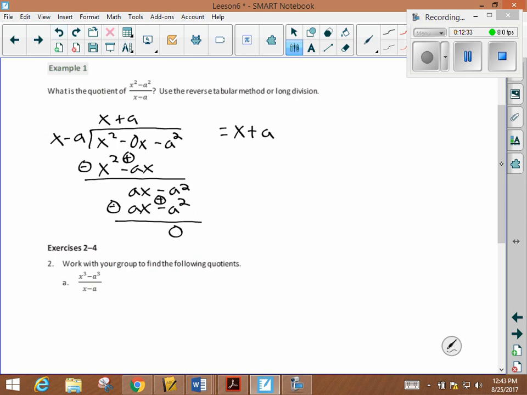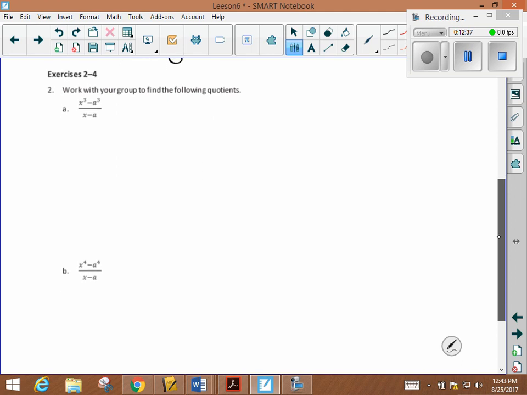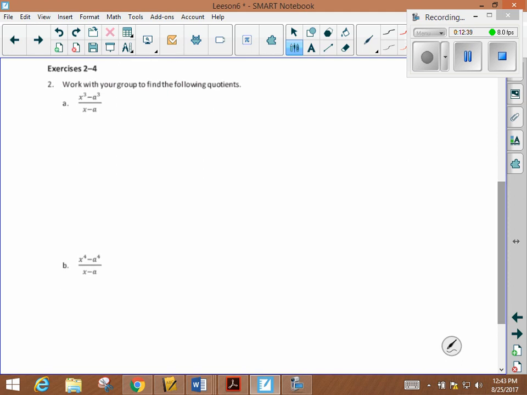So let's go ahead and find these quotients. Shall we use reverse tabular method just to mix it up? Why not? All right, first I need to determine my rows and columns. So I'm going to have 2 rows and 3 columns.